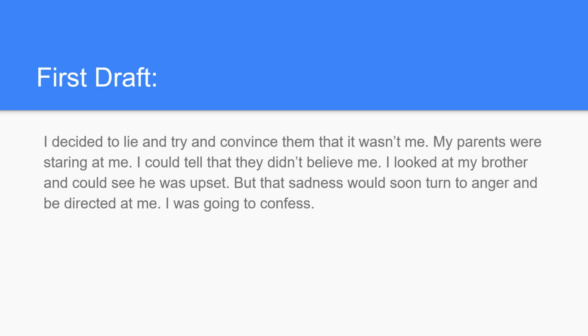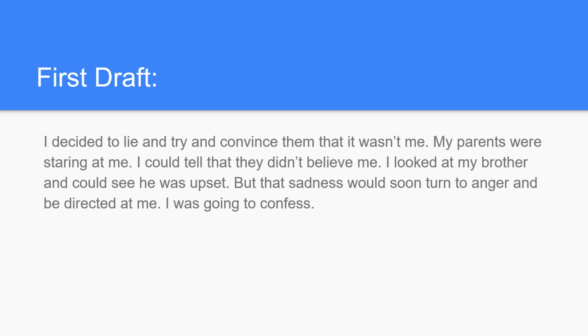Okay, year 11. So here is my first draft of my first paragraph. I decided to lie and try and convince them that it wasn't me. My parents were staring at me. I could tell that they didn't believe me. I looked at my brother and could see he was upset, but that sadness would soon turn to anger and be directed at me. I was going to confess.